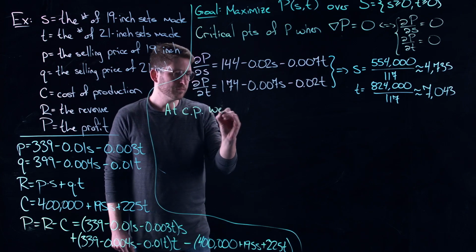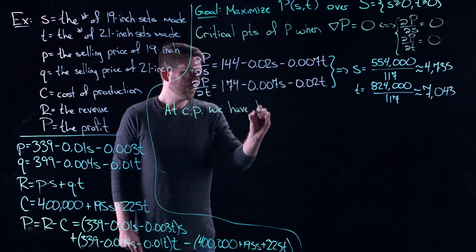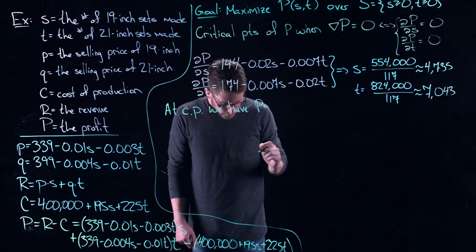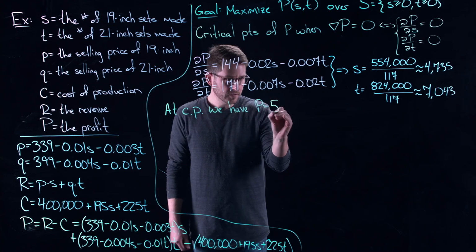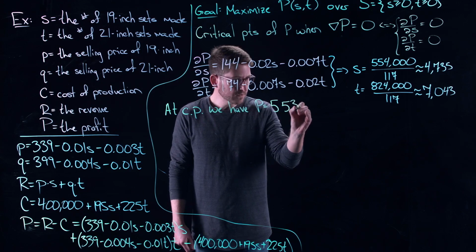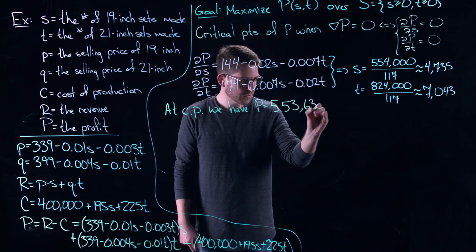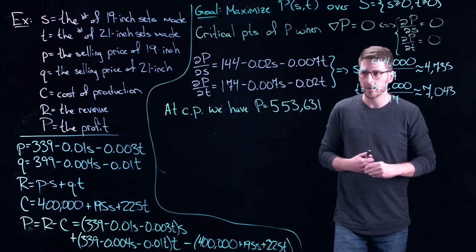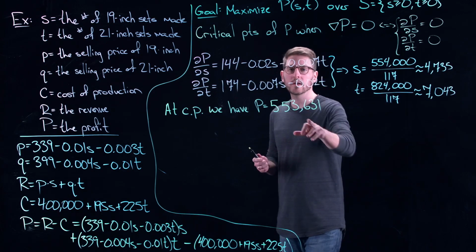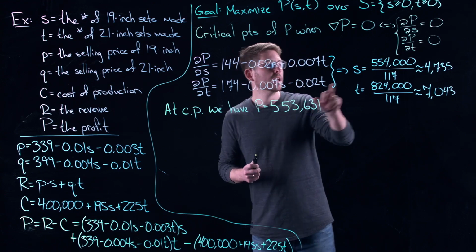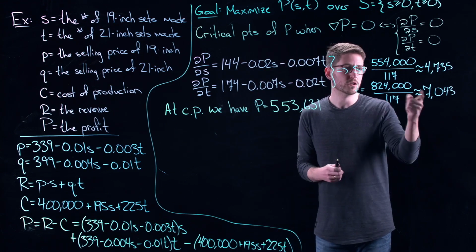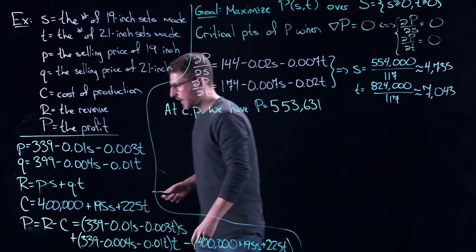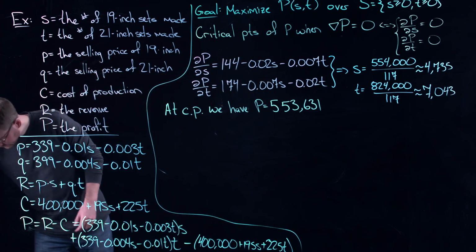We have the profit is equal to 500 and 53,631, and I'm rounding to the nearest dollar in this case, okay? So that is the profit that I'm going to turn if I am going to produce this many 19-inch sets and this many 21-inch sets.